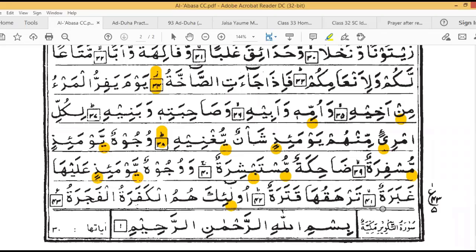غبرة. Excellent. Well done. Really nicely read. Over here with the ya mushaddad and the tanween before that, try and hold that nasal sound a bit longer. Perfect. Well done. Let's carry on. In this verse, there's nothing really for me to point out, so we're going to carry on.